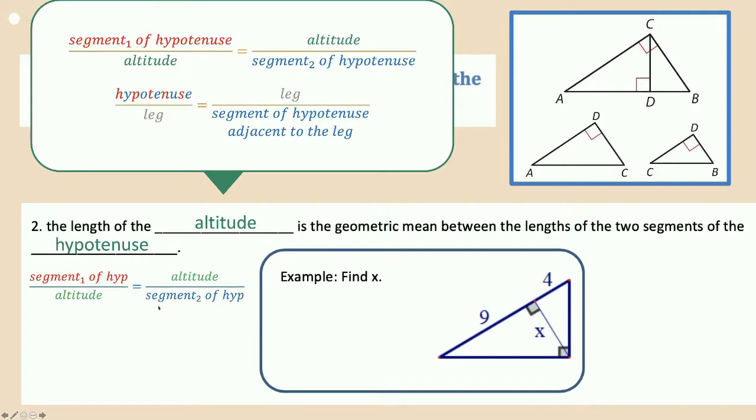So x is going to go into the altitude positions, and then I mentioned before the 9 and 4, one can go on top, one can go on the bottom. In this case, I put the 9 up there. So x is in the means position, and then 9 and 4. We cross multiply, and we take the square root of both sides, remembering this is a length, so we don't need the negative. So x is equal to 6.